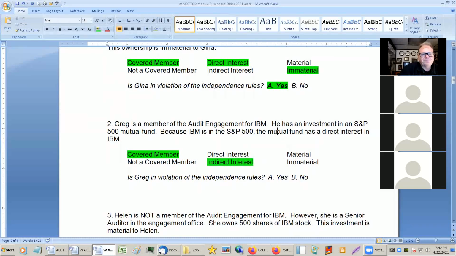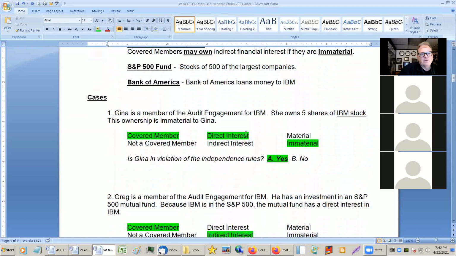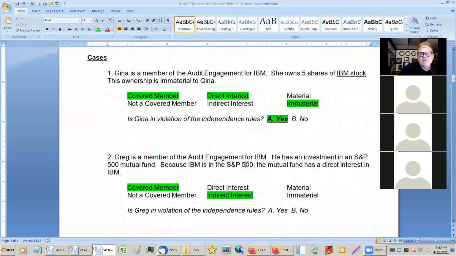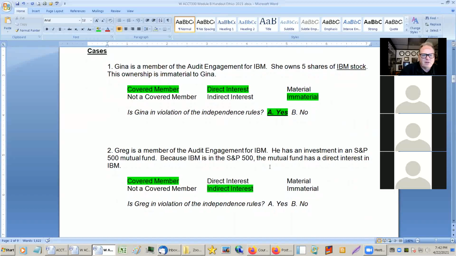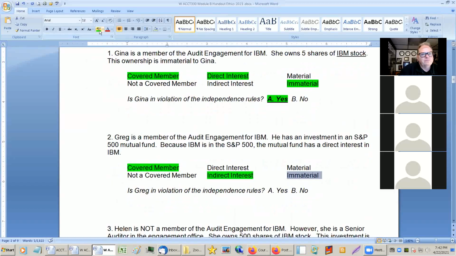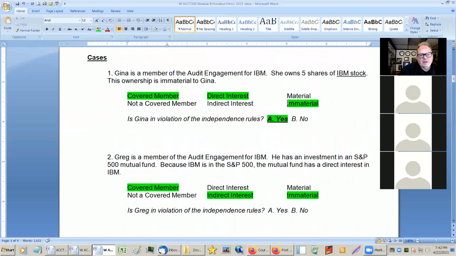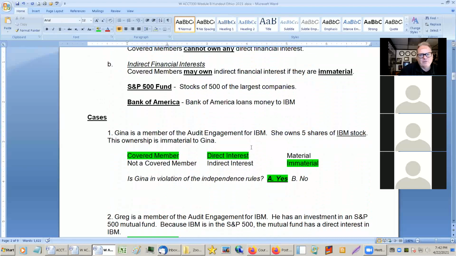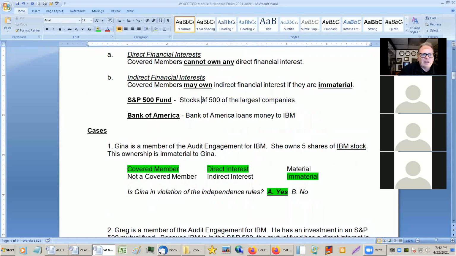Material or immaterial? We kind of just talked about it. Immaterial? Yeah. It's one of 500 companies, so there's 499 other companies in there. If IBM has a good year or bad, it probably doesn't make too much of a difference in the fund. So this would be immaterial. You look at how it impacts the investment. If you own just IBM stock, if IBM does well or badly, it'll have a big impact on your investment. But if you're in an S&P 500 fund, it probably doesn't have too much of an impact.